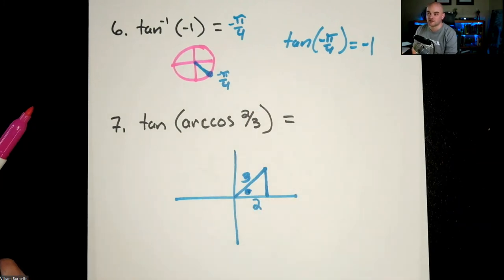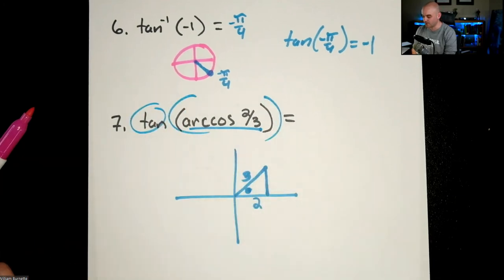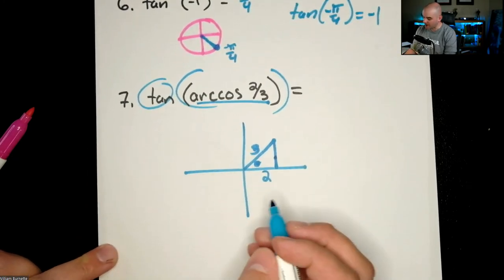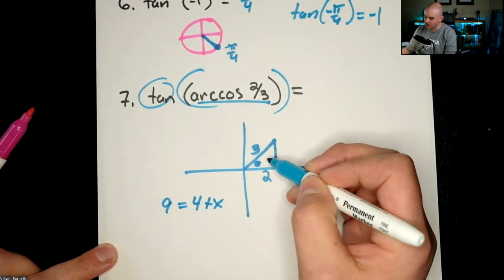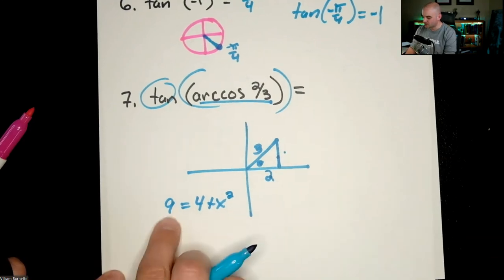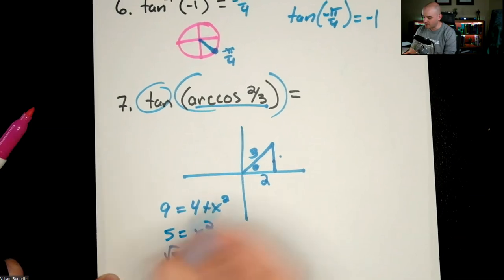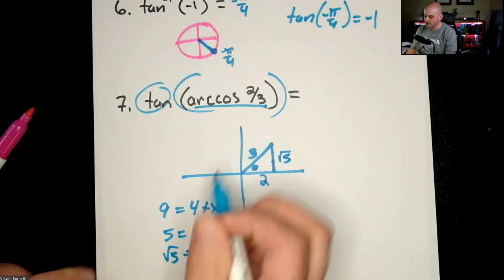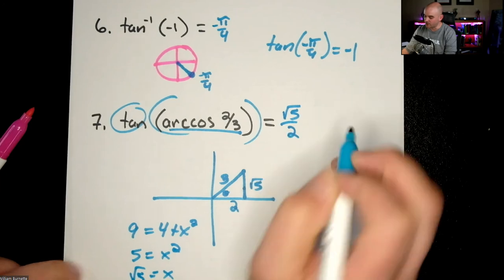So whatever the arc cosine is, it takes me back to that theta value. And I want to know what's the tangent of that angle. So I don't really need to know theta. All I need to know is, what is that opposite side. So I'm going to use our friend Pythagoras here: 3 squared is equal to 2 squared plus x squared. Subtract 4 from both sides. I get 5 equals x squared, or x equals the square root of 5. This side here is the square root of 5. Tangent is opposite over adjacent, so this becomes root 5 over 2.